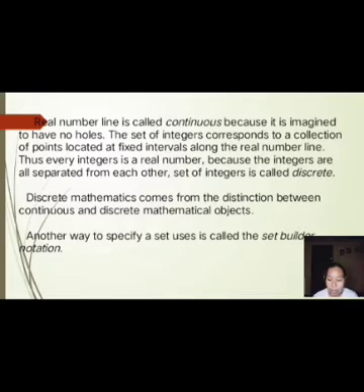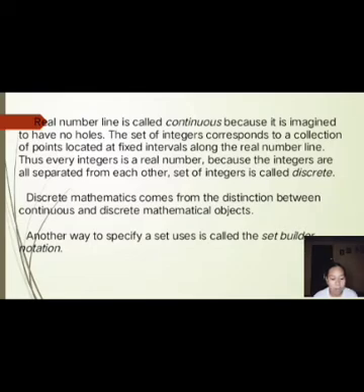The set of integers corresponds to a collection of points located at fixed intervals along the real number line, which means that every integer is a real number, because the integers are separated from each other. The set of integers is called discrete. Discrete mathematics comes from the distinction between continuous and discrete mathematical objects.